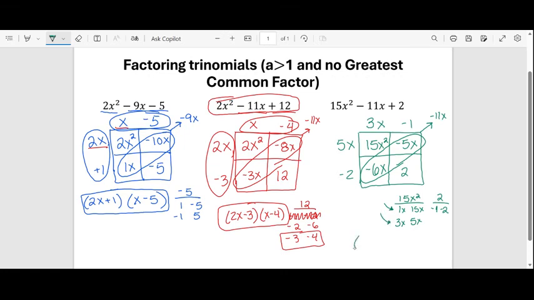So I'm going to write down my answer, which is going to be 5x minus 2. I got that from this side here, times 3x minus 1. All right, that's going to be all for factoring trinomials.